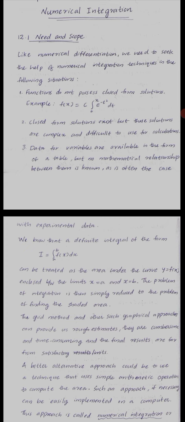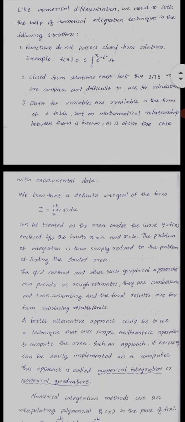The grid method and other such graphical approaches can provide us rough estimates. They are cumbersome and time consuming, and the final results are far from satisfactory limits. A better alternative approach could be to use a technique that uses simple arithmetic operations to compute the area. Such an approach, if necessary, can be easily implemented on a computer. This approach is called numerical integration or numerical quadrature.